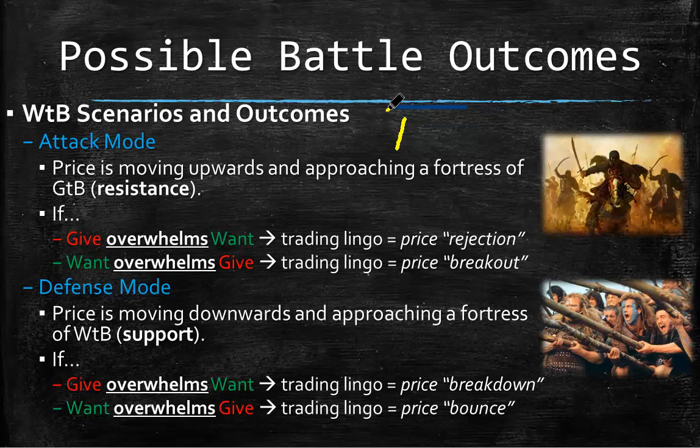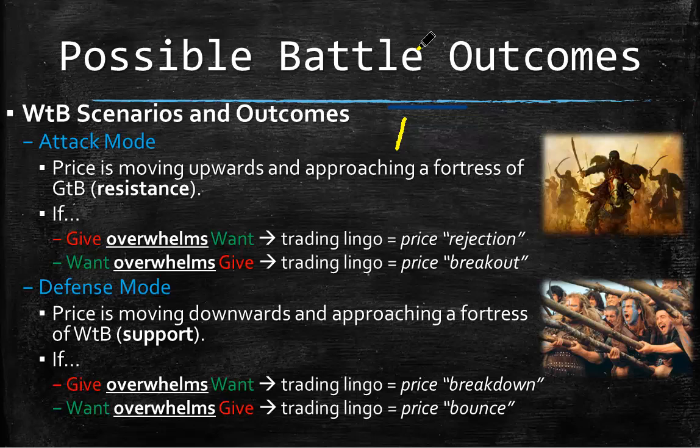The price can't get through this level, so that implies that, okay, Giver the bear has some fortresses up here. This is a level of technical resistance. So as the price is moving upwards and approaching that level of resistance, there are two possible outcomes.